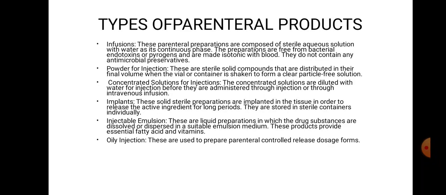Next one is free from foreign particles. The parenteral product should be free from foreign particles such as dust and fibers. Specific gravity. The parenterals meant for intraspinal injection should have the same specific gravity as that of spinal fluid into which they are to be injected. Chemical purity. The parenteral preparations should be free from chemical impurities or it should be within certain limits as specified in the monograph of that preparation in the pharmacopoeia.